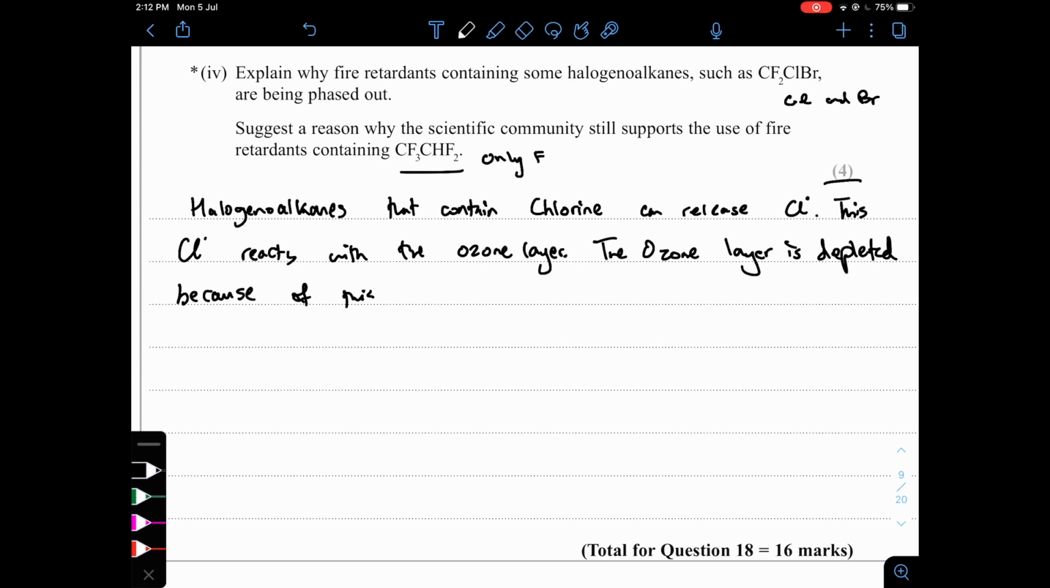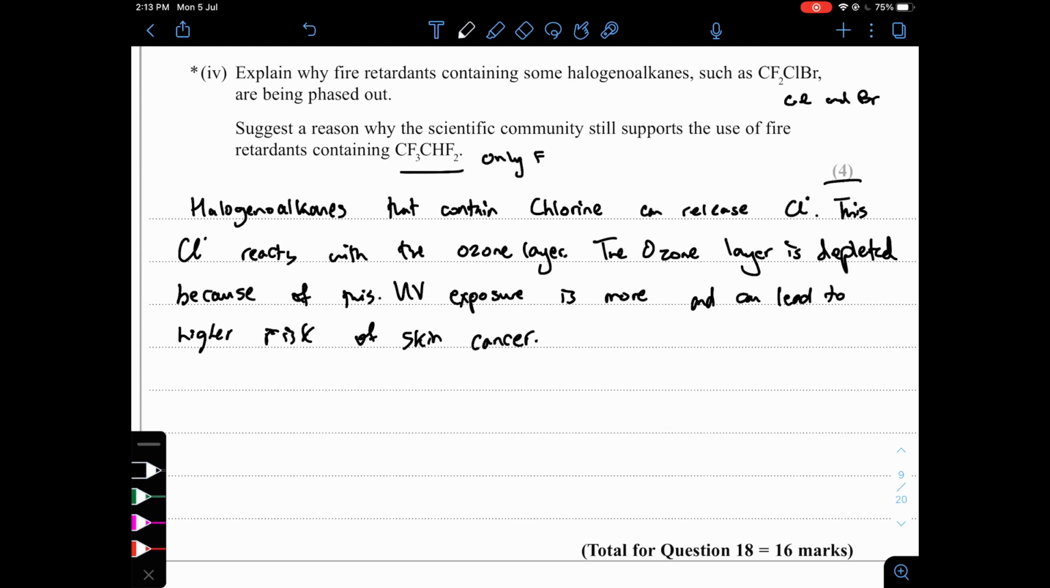And what does the ozone layer do? It protects us from what? From UV light, from UV exposure. So we can say the ozone layer depleted because of this. So UV exposure is more, and can lead to higher risk of skin cancer. That's usually what UV light we can associate with.